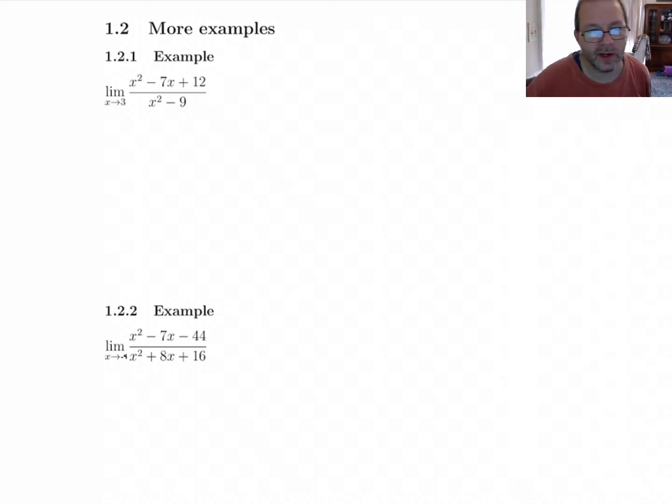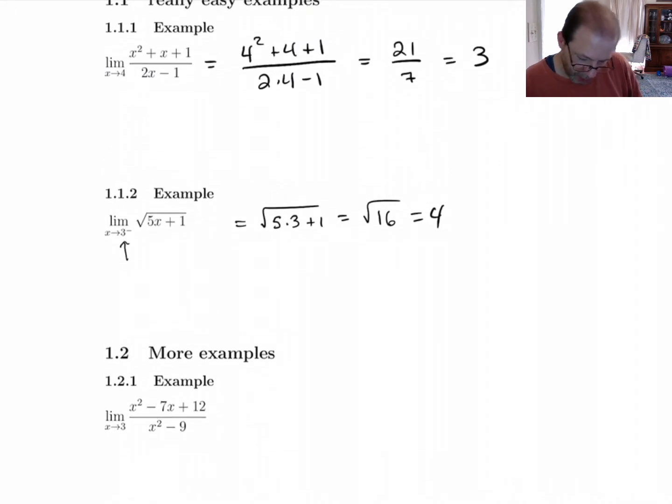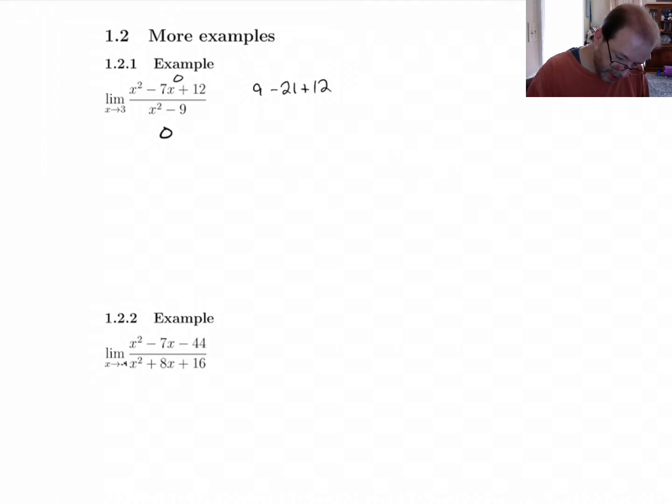All right, let's do a few more examples. Now, when you're doing a limit like this, the first thing you want to do is plug the number in and see what you get. In the easy examples we did before, we plugged the number in, we got a number, and we're done. Well, on these examples down here, if we plug in the 3, this gives me a 0 on bottom, and it also gives me 9 minus 21 plus 12. So that's a 0 on top. So if you get 0 over 0, this is actually worth writing.